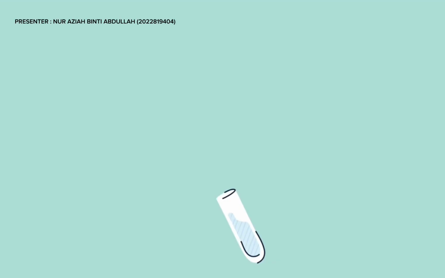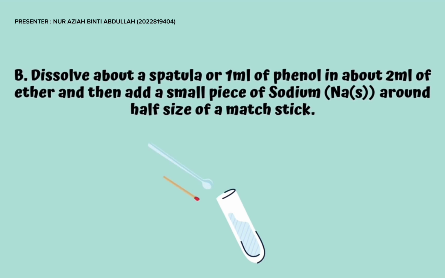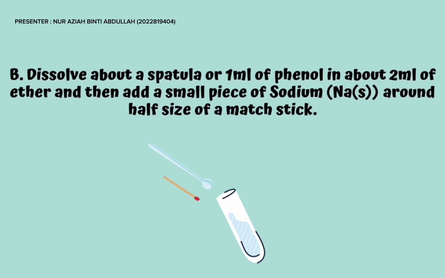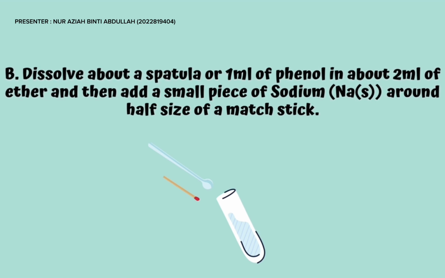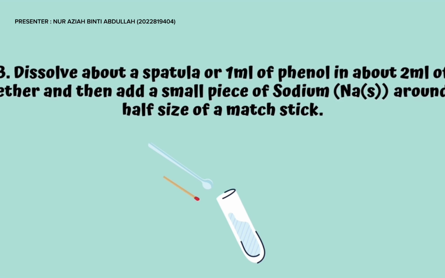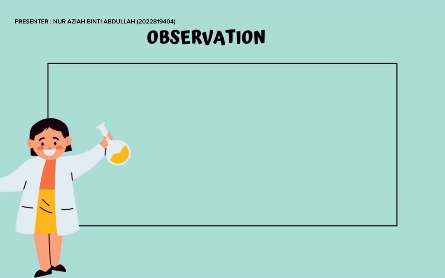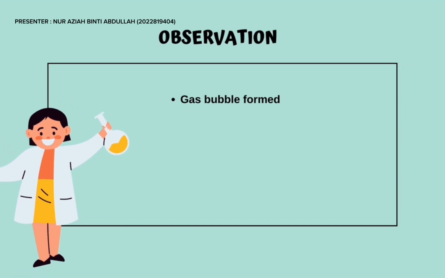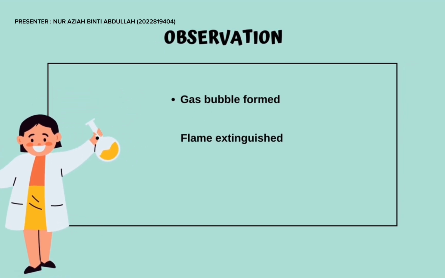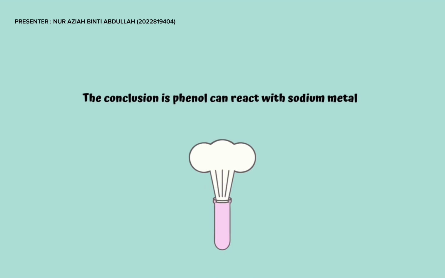So, in the next test tube, dissolve a spatula or 1 ml of phenyl in about 2 ml of ether. Then introduce a small piece of sodium, about half the size of a matchstick. And finally, test the released gas with a burning wooden splint. Observing the formation of gas bubbles, extinguishing of a flame, and the production of a popping sound, we can conclude that phenyl can react with sodium metal.